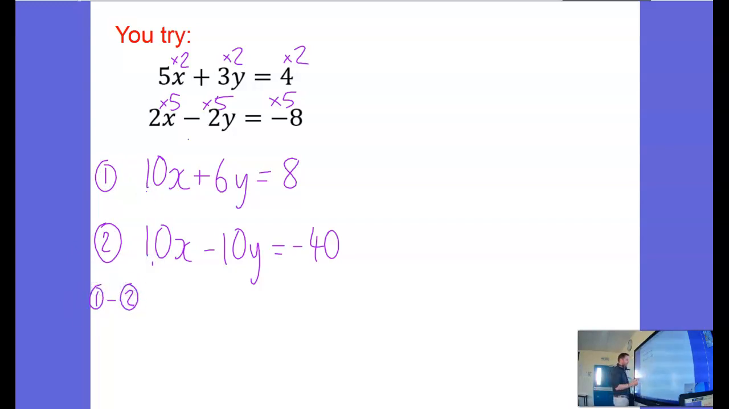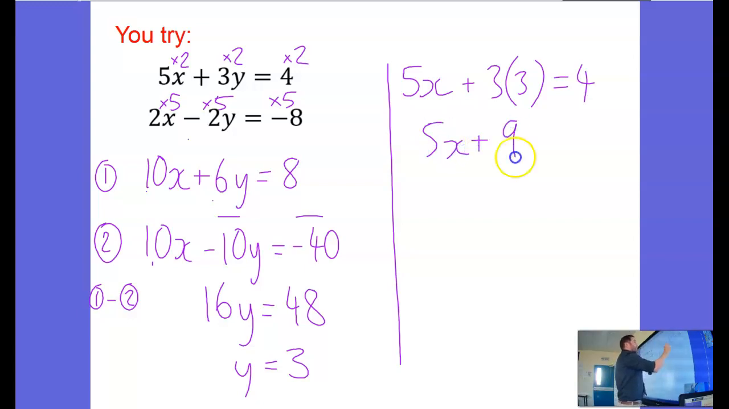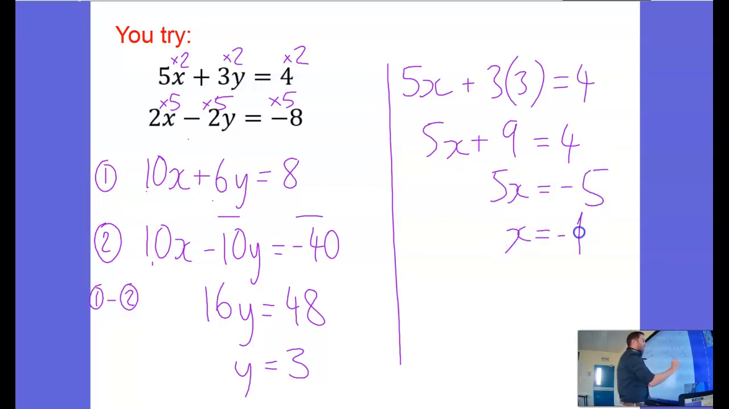10x minus 10x is 0. 6y minus minus 10y is 16y. And 8 minus minus 40 is 48. Okay, divide by 16 and y equals 3. Substitute that in and we get 5x plus 3 lots of 3 equals 4. 5x plus 9 equals 4. Subtract 9 and x equals negative 1.